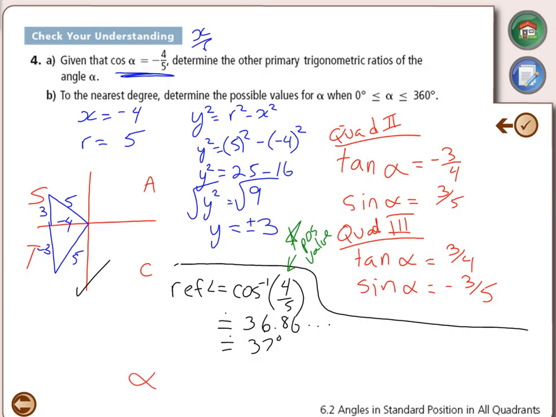Then we've got step number 3: solve for our alpha. We've got a quadrant 2 and a quadrant 3 answer. In quadrant 2, again, 180 minus that reference angle. 180 minus the 37. And in quadrant 3, 180 plus the 37. Two answers are going to be 143 degrees and 217 degrees. Done deal. That's the answer.